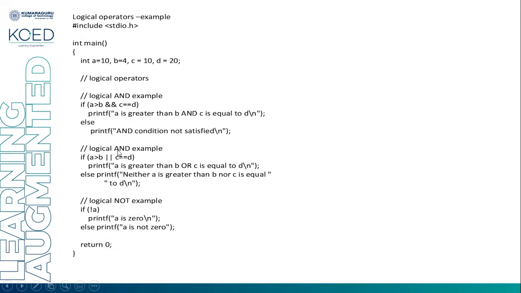If any one of the conditions is true, it will return true. If both conditions are false, then only it will return a false value. What will happen if A greater than B is true? It will return a value 1. If true, the statement under the if part will get executed.